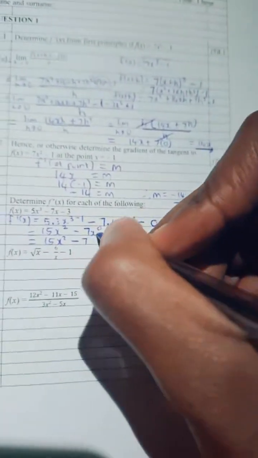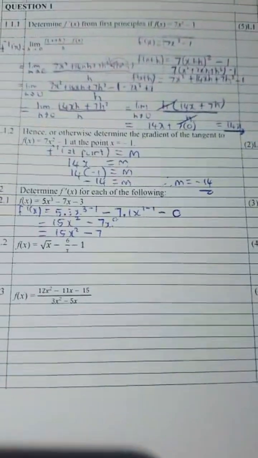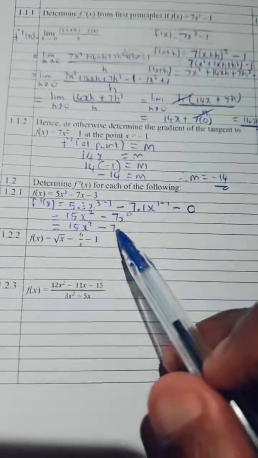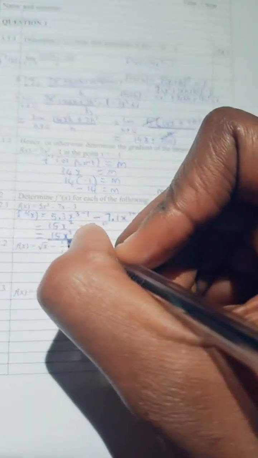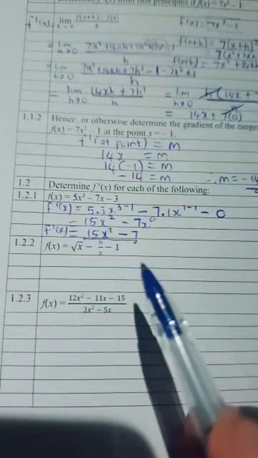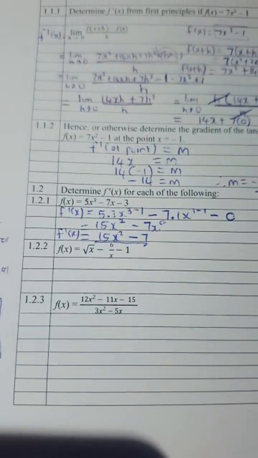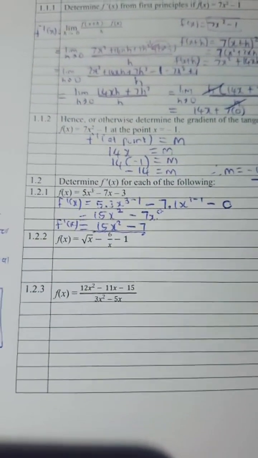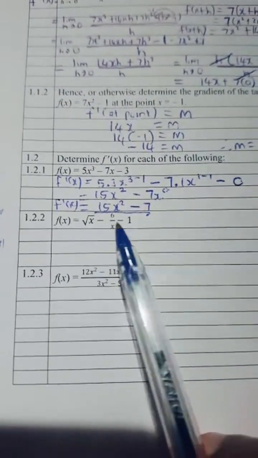Final answer, we can write 15x squared minus 7. x to the power 0 is 1, so 7 times 1 gives us 7, which means this is our answer. f prime of x is equal to 15x squared minus 7. So that's how we find the derivative for that one. Look at this one.